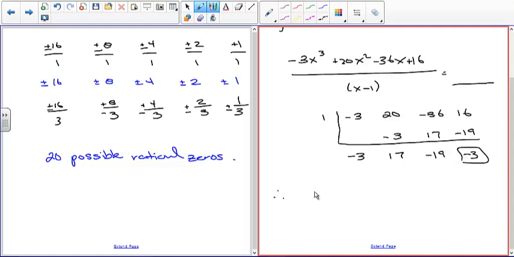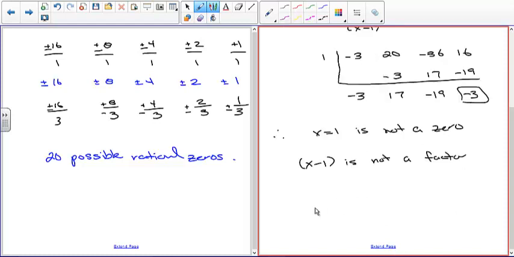So I can say, therefore, x equals 1 is not a 0. x minus 1 is not a factor. One other thing I can do is I can say f of 1 is equal to negative 3. So whatever I use here, the remainder is always the value of the function. So it's pretty close to 0, but it's not equal to 0.